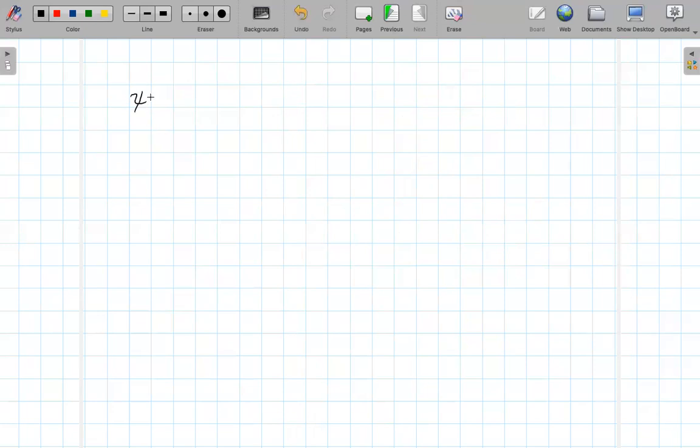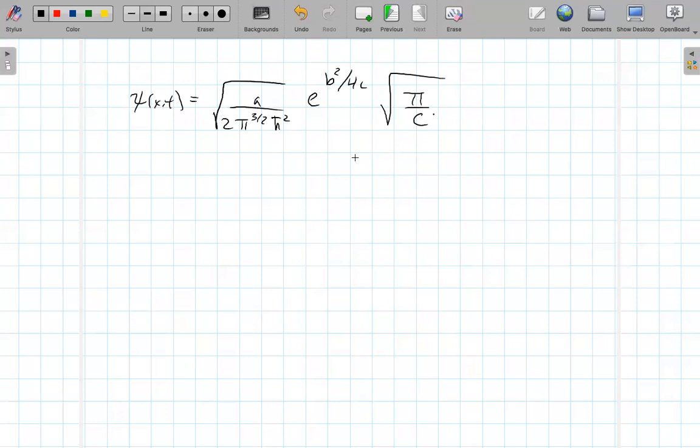What we find is that psi of x of t ends up becoming the square root of a divided by (2 pi)^(3/2) h bar squared, then I get an e to the b squared divided by 4c. That's the extra term that I had to add on there, times the net Gaussian integral, which is the square root of pi over c. Good.